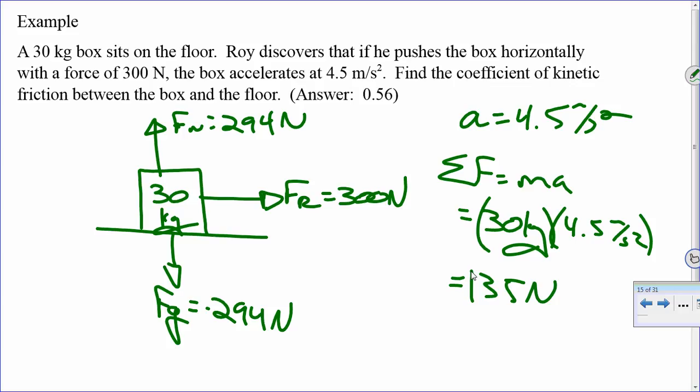That's weird. Roy's pushing with 300 newtons. Why is the net force only 135? Kinetic friction. What kind? Static or kinetic? Kinetic. How do we know it has to be kinetic? Because it's moving. We know it's moving because it's accelerating. So you can find your force of kinetic friction, right? What number plus 300 equals 135? Negative 165. And then you can find your coefficient, right?